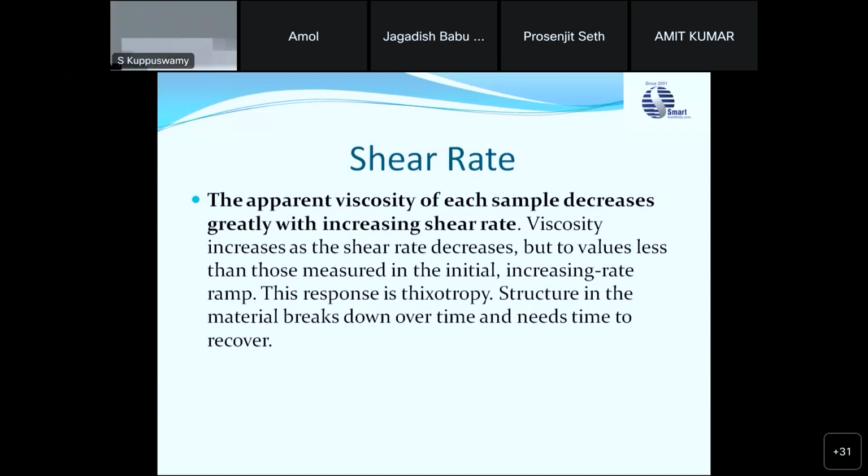Sorry? Can you talk loudly, Amol? Sir, shear rate in method parameters is not there in all the methods. Only a few methods have that shear rate option. Okay. In pharma, why is it generally there? Just my doubt.